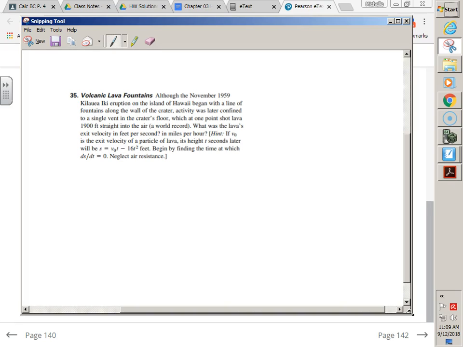A line of fountains along the wall of the crater. Activity was later confined to a single vent in the crater's floor, which at one point shot lava 1,900 feet straight into the air, a world record. What was the lava's exit velocity? Although we've had quite a few volcanoes lately, so I'm not sure if that's still the world record. What was the lava's exit velocity in feet per second and in miles per hour?